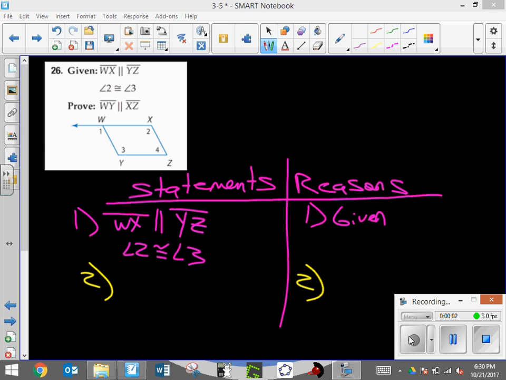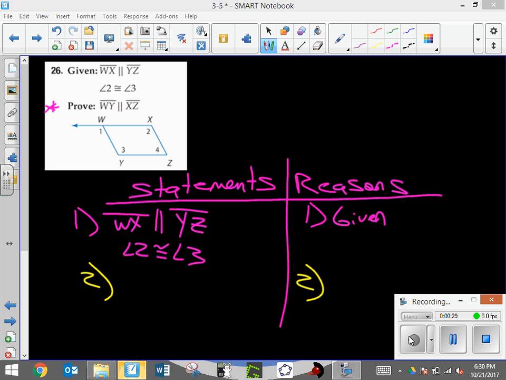Okay, in this example, this one is not in your book. I thought example 3 in the book was not very helpful, so I came up with a different one for you guys that will hopefully help you later on. So what I want to do is write a 2-column proof, and I want to show that lines or segments WY is parallel to XZ.